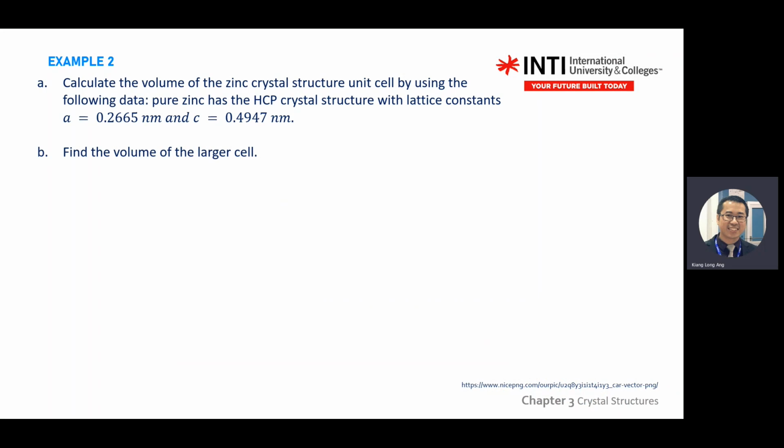So let's look at one example, like how do we ask you in the test or final exam? How do we assess your understanding? You are given: calculate the volume of zinc crystal structure by using the following data. Pure zinc has HCP crystal structure with lattice constants A and C. Find the volume of the large cell. So this is how we apply all the calculation for HCP.